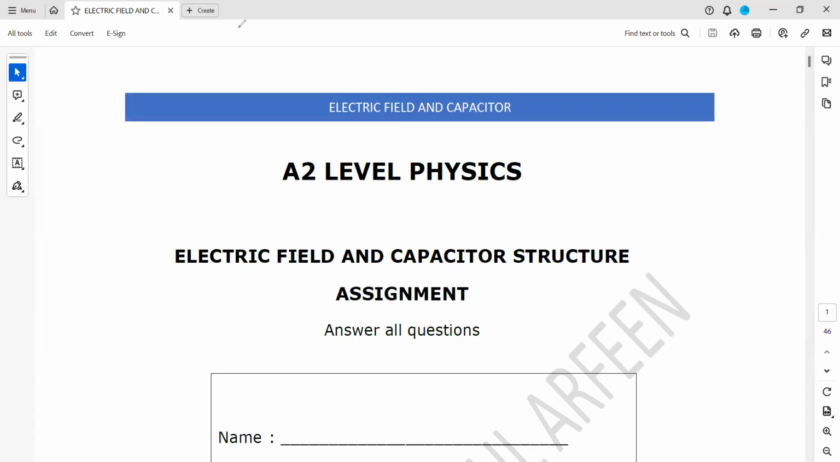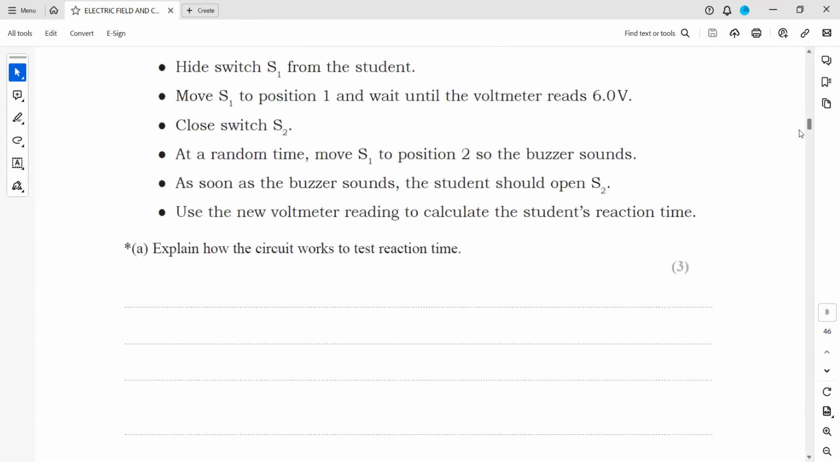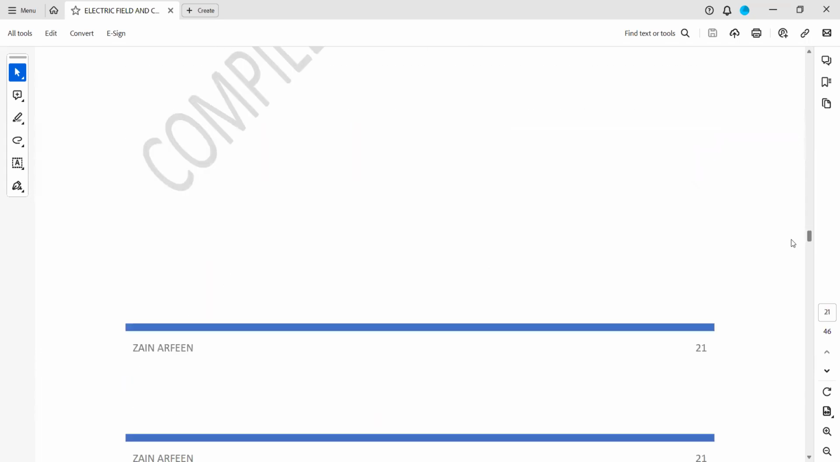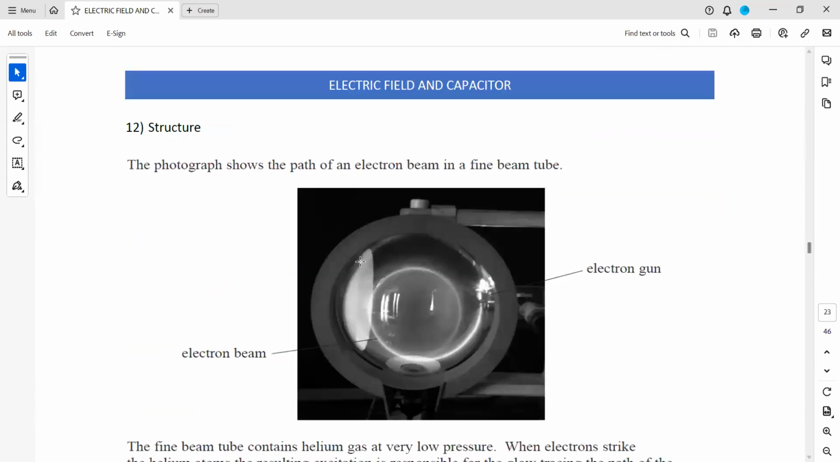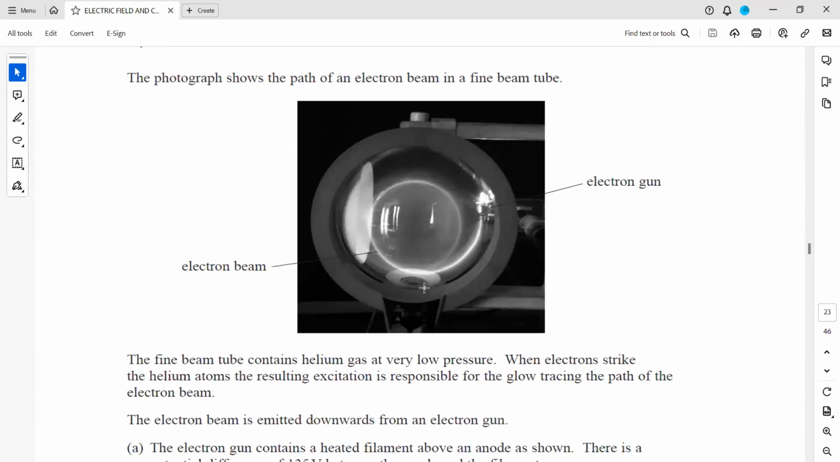So electric field and the capacitor structure questions, question 12 onward. This is question 12. The photograph shows a path of an electron beam in a beam tube. There's an electron gun and there's an electron beam. You can see here, this is an electron gun and this is a beam of electrons, and it is deflected here.